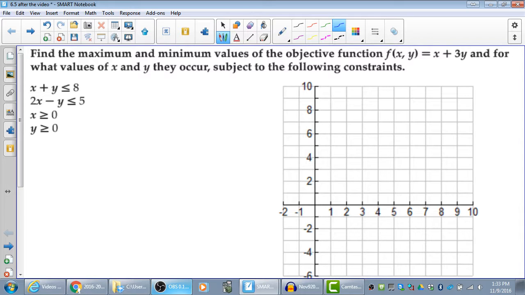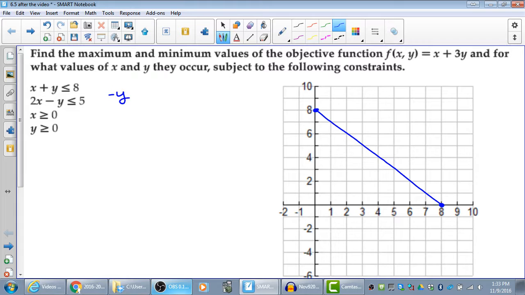X plus y can't be greater than 8. That creates this line with a y-intercept of 8 and an x-intercept of 8. And we should probably be a little bit more careful when we're graphing these, because we want to find some intersection points. Then we have 2x minus y is less than or equal to 5.